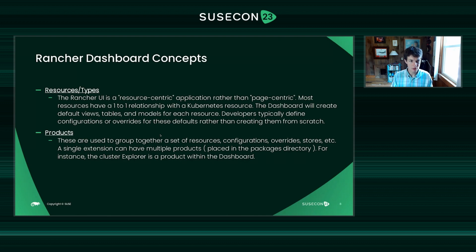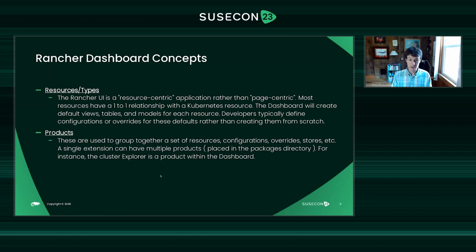In Rancher Dashboard, we have a few concepts, but these two mainly pertain to extensions. Resources and types. For the Rancher UI, it is a resource-centric application rather than a page-centric one. Most resources within Rancher have a one-to-one relationship with a Kubernetes resource. The dashboard will create default views, tables, and models for each resource, and developers typically define configurations, or they can even override the configurations for these defaults rather than creating them from scratch.